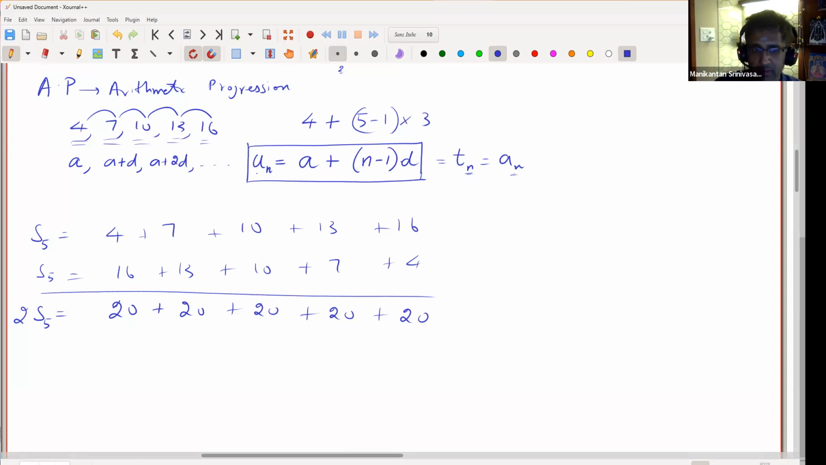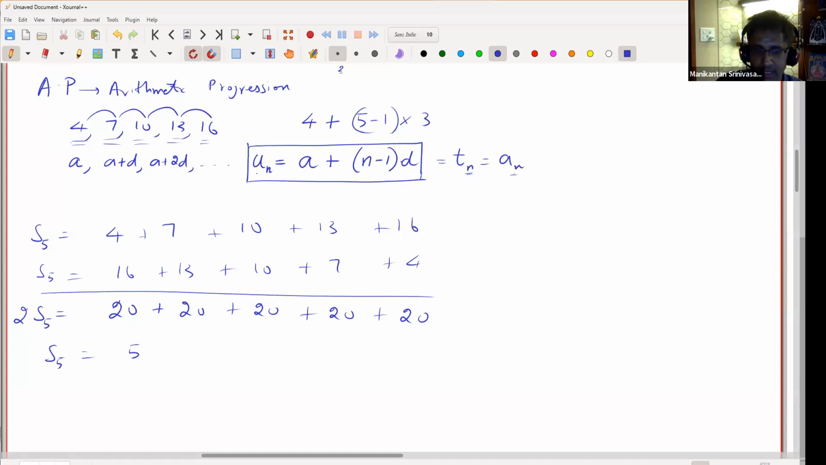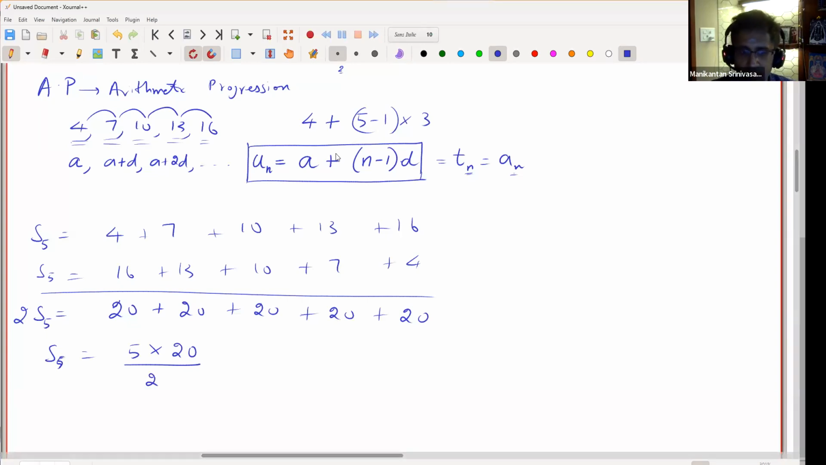So S5 is just how many pairs there are. There are 5 terms essentially, which is why 5 pairs, and each pair adds up to 20, and then dividing by 2 will give me S5, right?